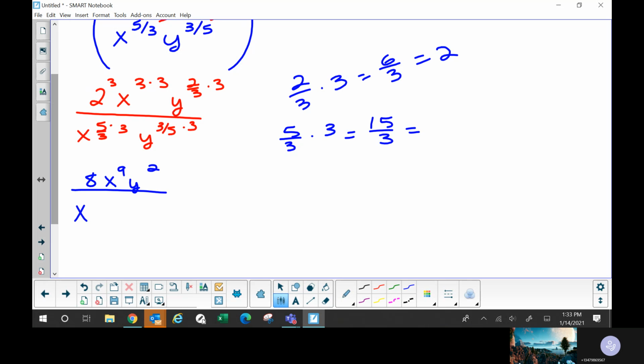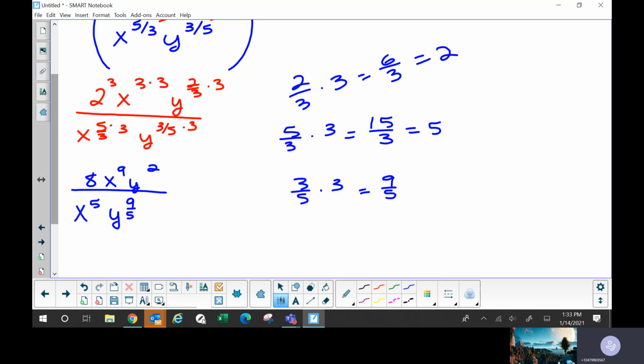And 15/3 is just 5. So that's going to give you x to the 5th power on bottom so far. And then the y is 3/5 times 3. 3 times 3 is 9, and that's all over 5. So keep that fraction, 9/5. Okay. Question so far? No, I think I'm with you.